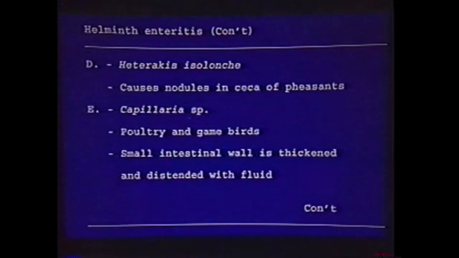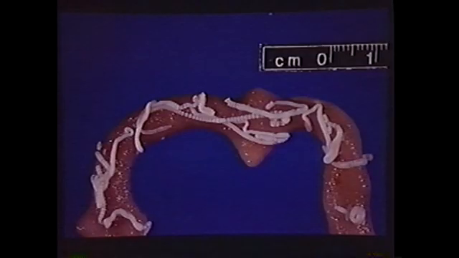Capillaria is again common in both backyard flocks as well as in commercial operations. They infect the small intestine, and the intestinal wall is thickened, and the lumen is distended with fluid.